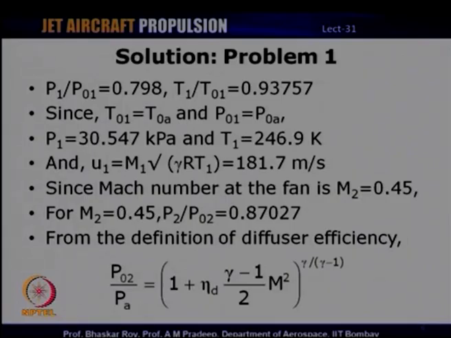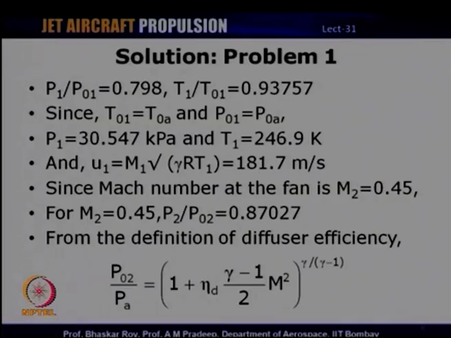Now, it is also given that the Mach number at the fan face is 0.45, which is typical of subsonic aircraft. In fact, the Mach number at the fan face is usually of this order, around 0.4 to 0.5. So, that has been specified. For a Mach number of 0.45, we can calculate the pressure ratio, again from the tables. So, we get P2 by P02 as 0.87027.